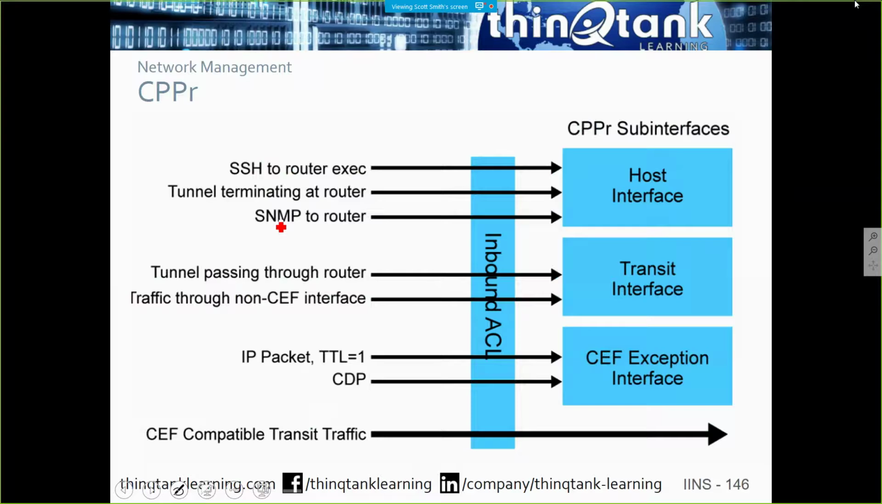CoPP sub-interfaces that exist. Yes, it does include traffic destined to the router itself, like SSH traffic or any kind of tunneling traffic, like GRE tunneling traffic or IPsec tunneling traffic, SNMP to the router. Host in this case references specifically the router itself, the router being the host, all right? Transit traffic, as I mentioned, is any traffic that's passing through the router, right? For example, tunnel traffic passing through the router or traffic through the non-CEF interface.